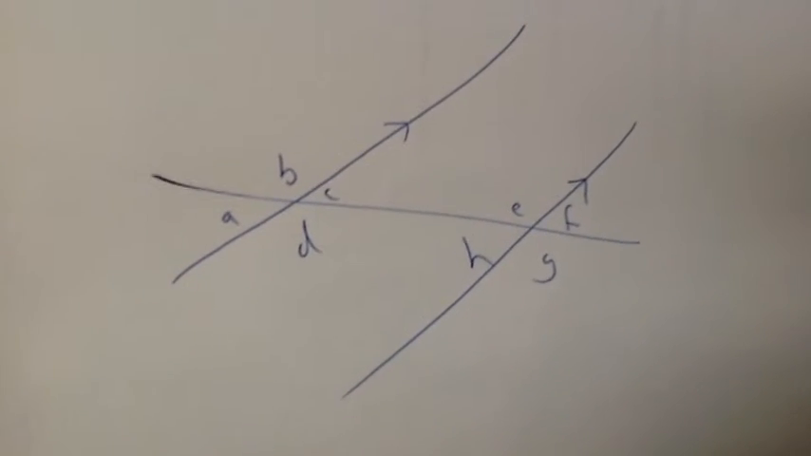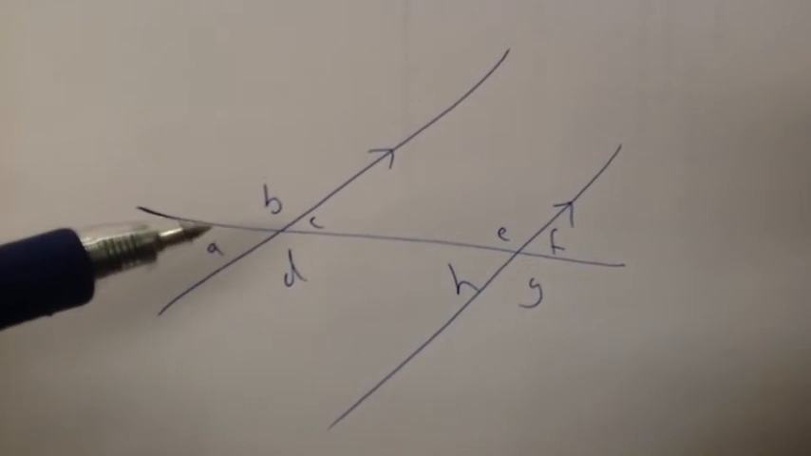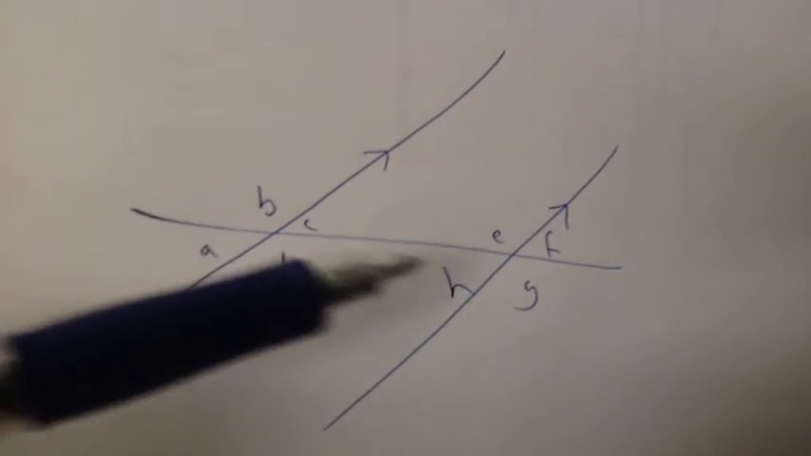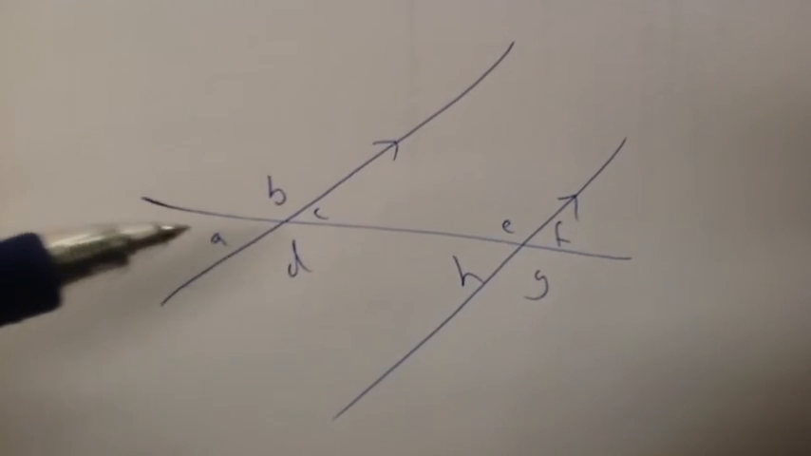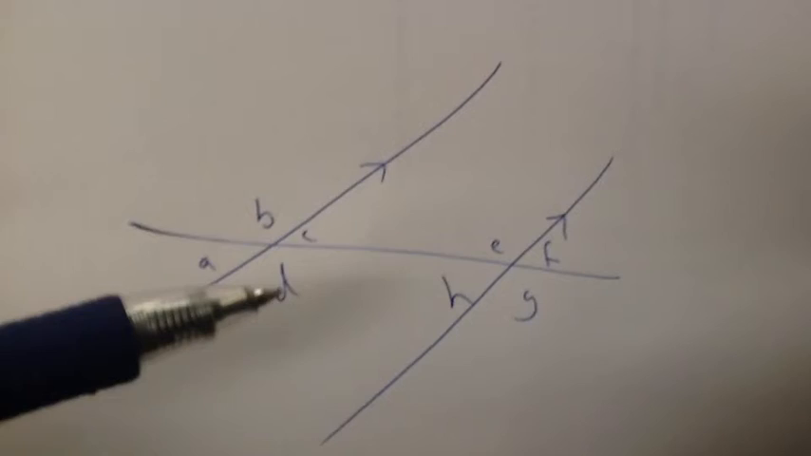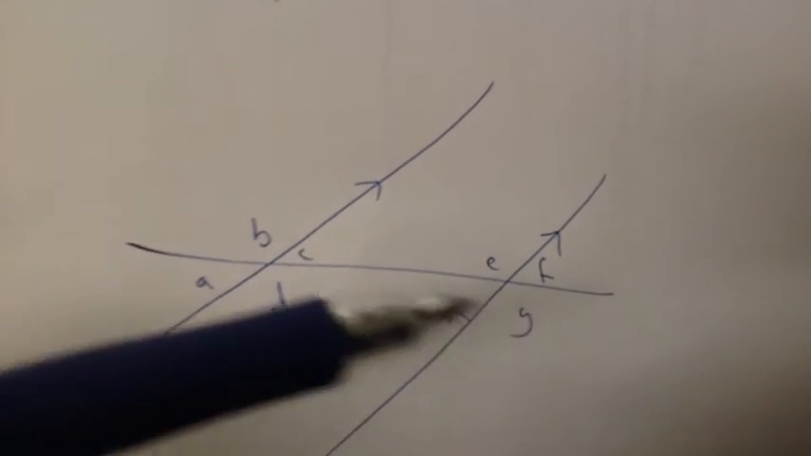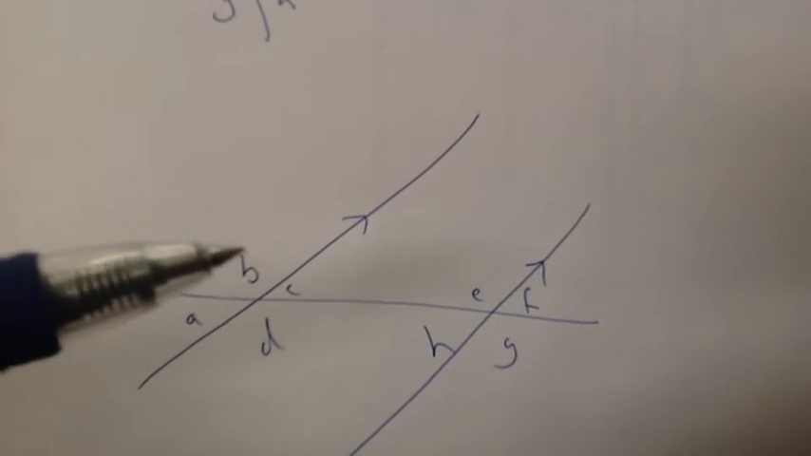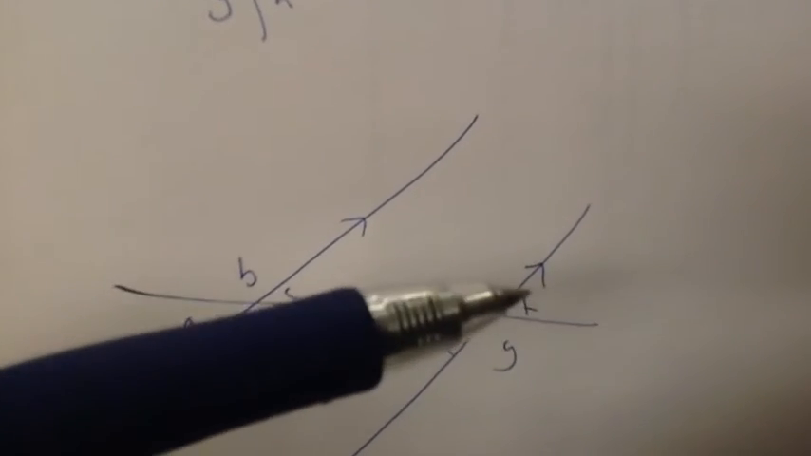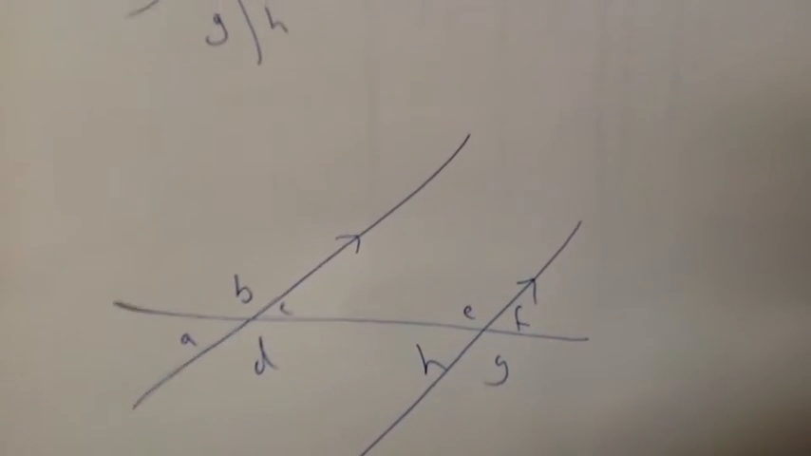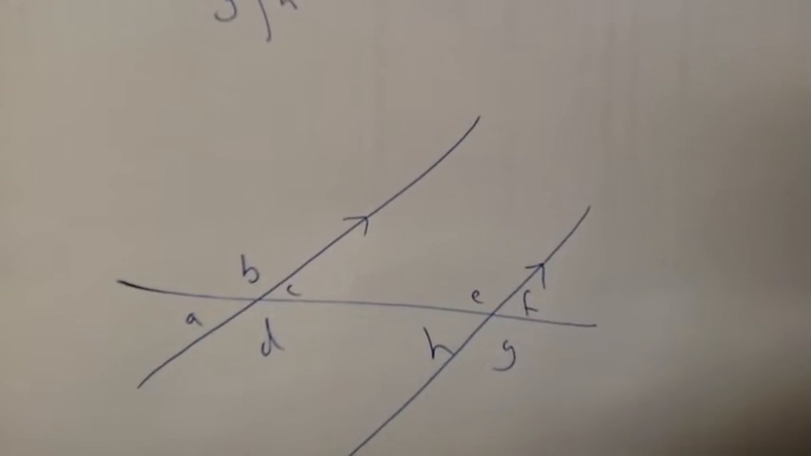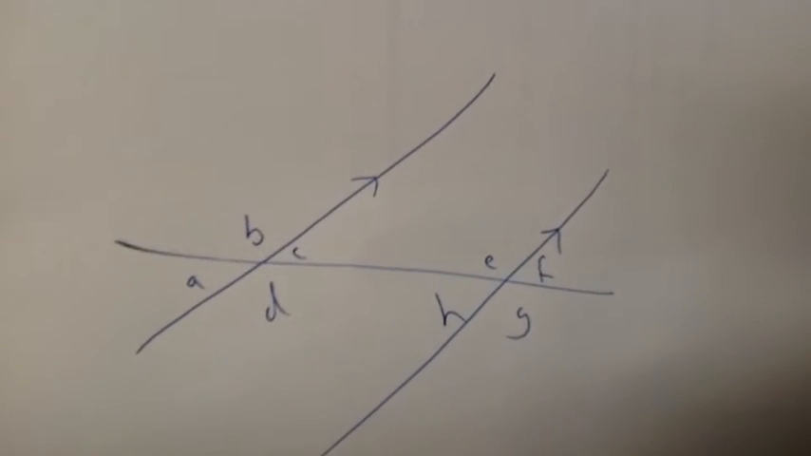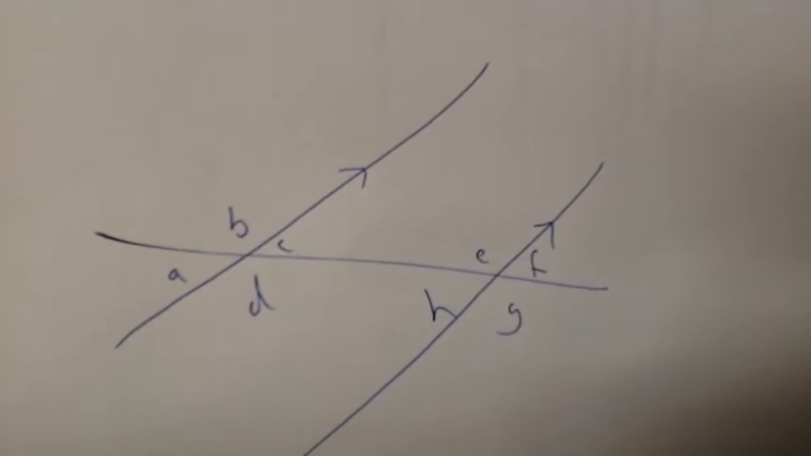Here we go then. Okay, let's say take A. Which angle corresponds to A? It must be H. So A and H corresponding. Likewise D and G corresponding. B and E corresponding. And finally C and F corresponding. So I hope you've got a good idea of corresponding angles now between parallel lines. Cool?